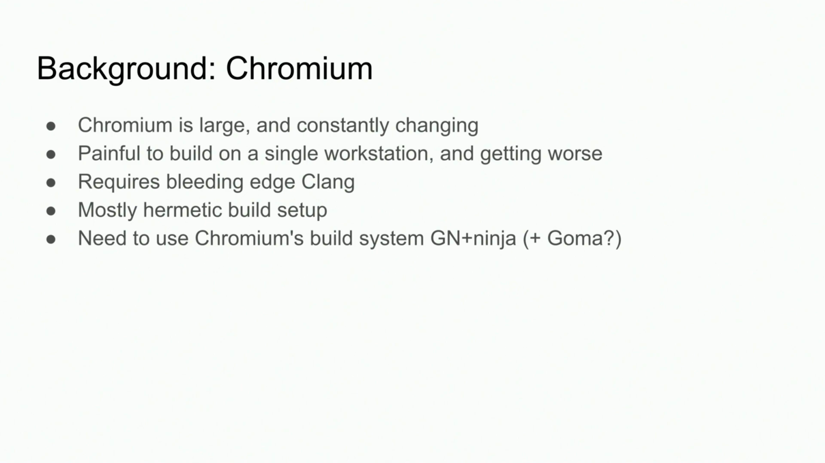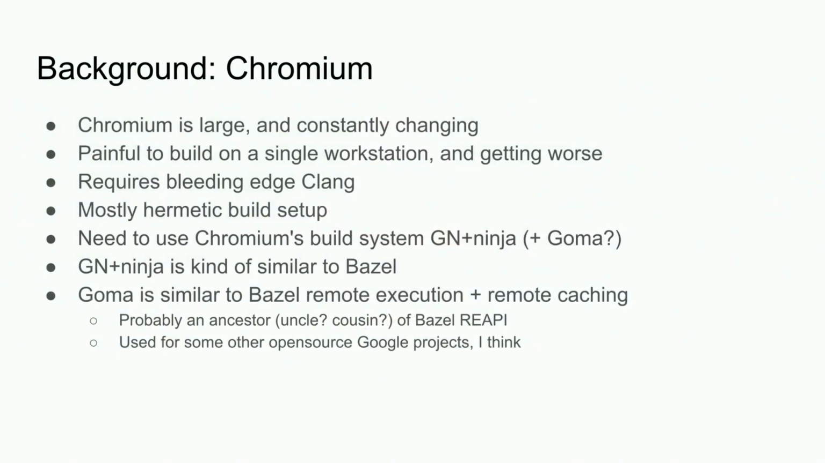And we're stuck using whatever Chromium decides to use for their build system. So this is GN plus Ninja, which sort of looks like Bazel from a distance. And if you're lucky enough to have Goma, this sort of looks like the Bazel Remote Execution API. So Goma and Bazel have both come from Google, and they look very similar. One is probably an ancestor of the other. I assume Goma is older, but I don't really know. I think Goma is used for some other open source Google projects, maybe Android, but I have not played with this myself. And it's injected into the build via a simple compiler wrapper, Goma CC, much like ccache if you've ever used that.